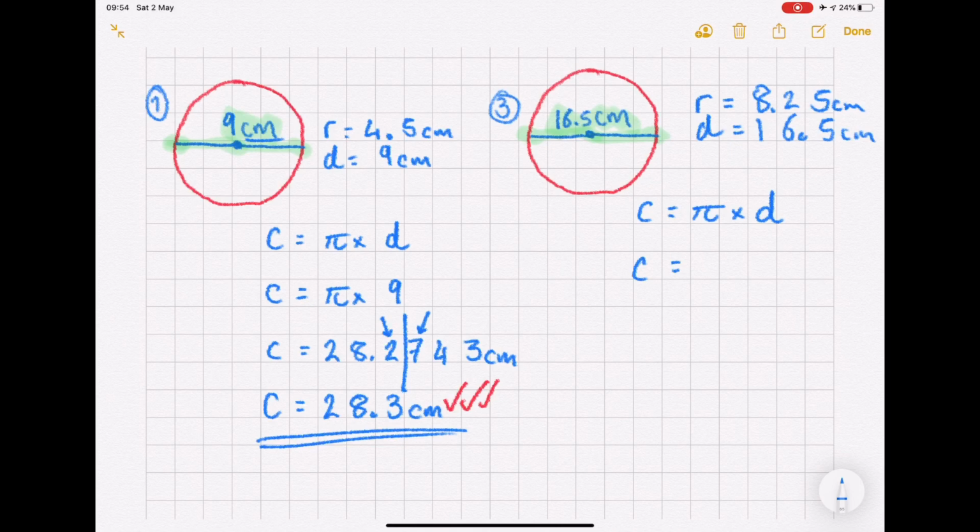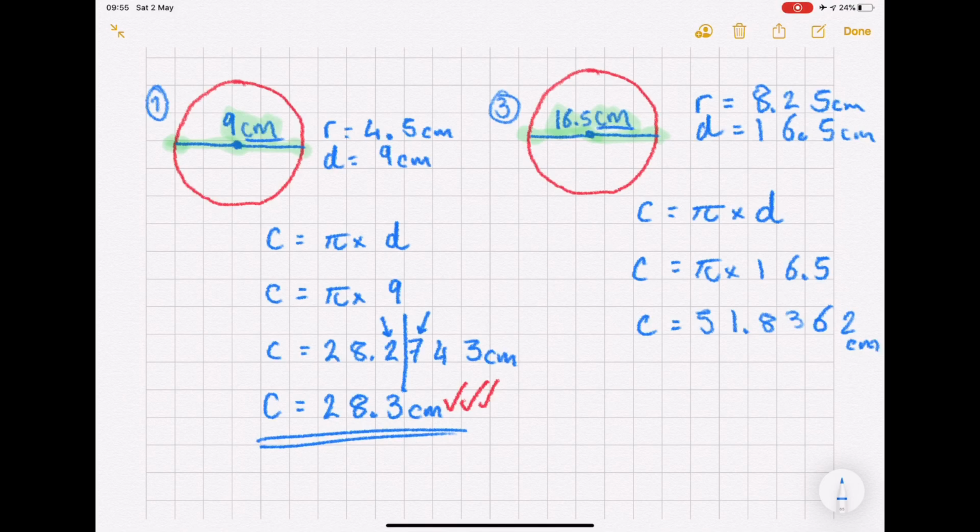So circumference equals pi times by 16.5. Let's type that into our calculator. So pi times by 16.5 gives us 51.8362 centimetres, because we're working in centimetres.